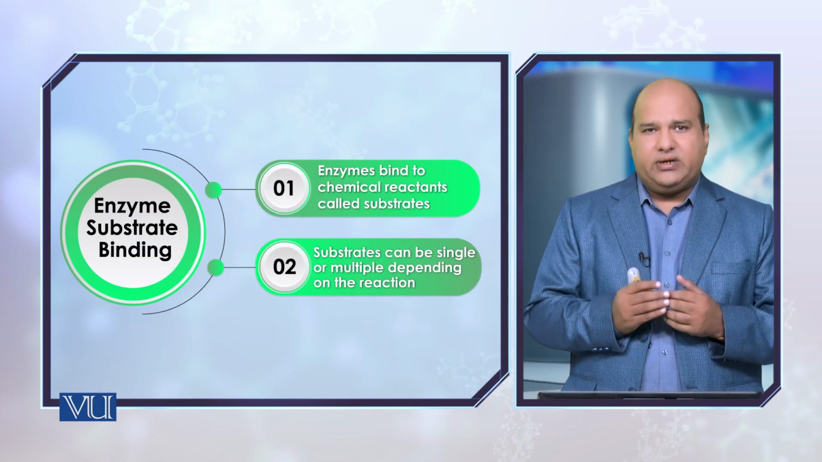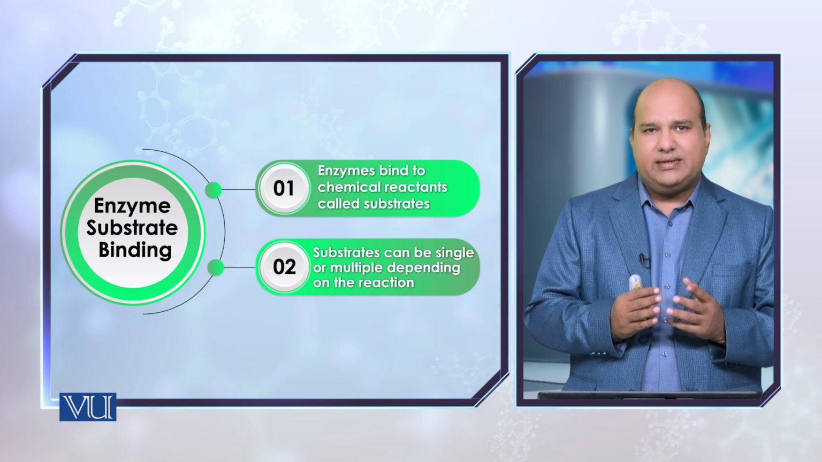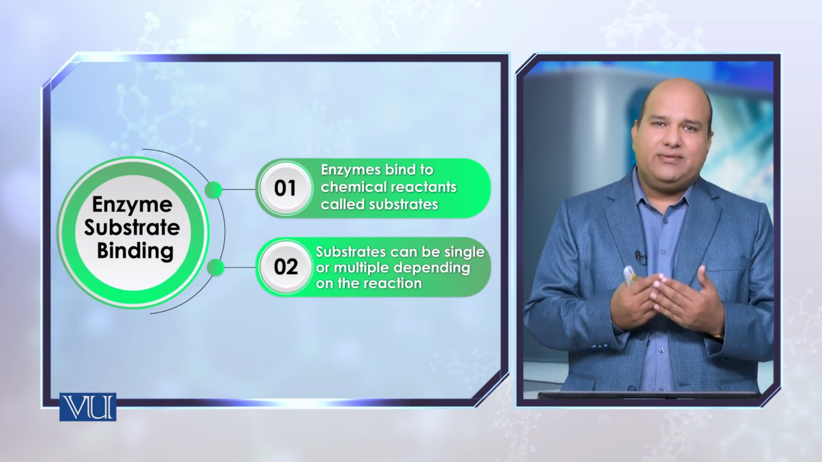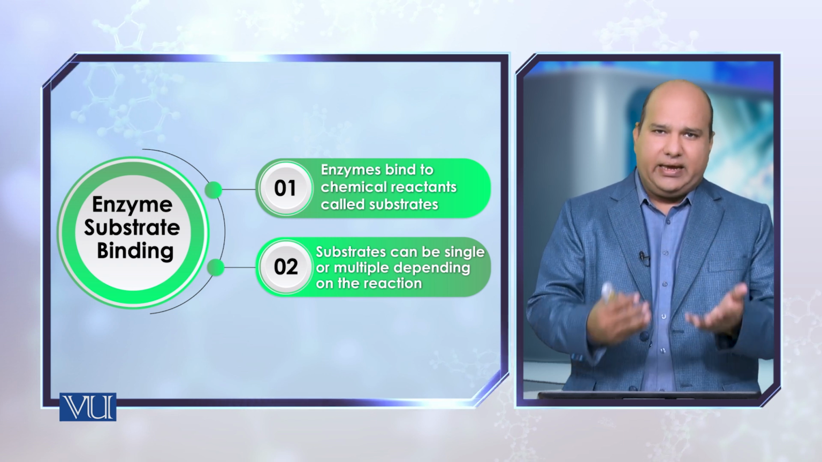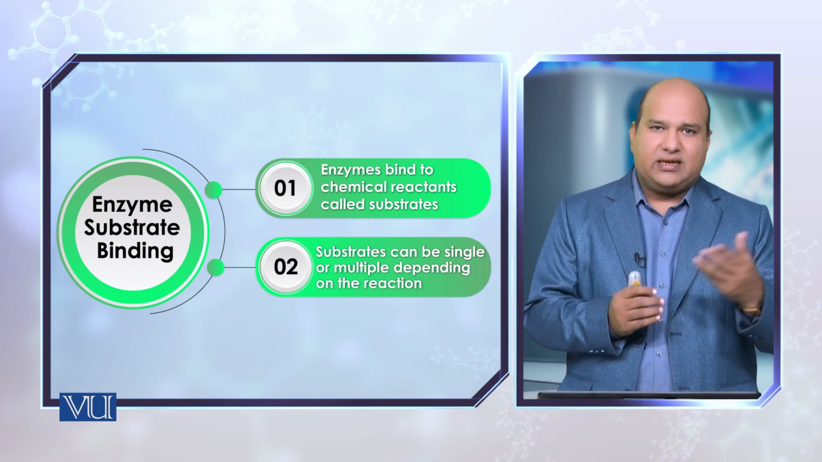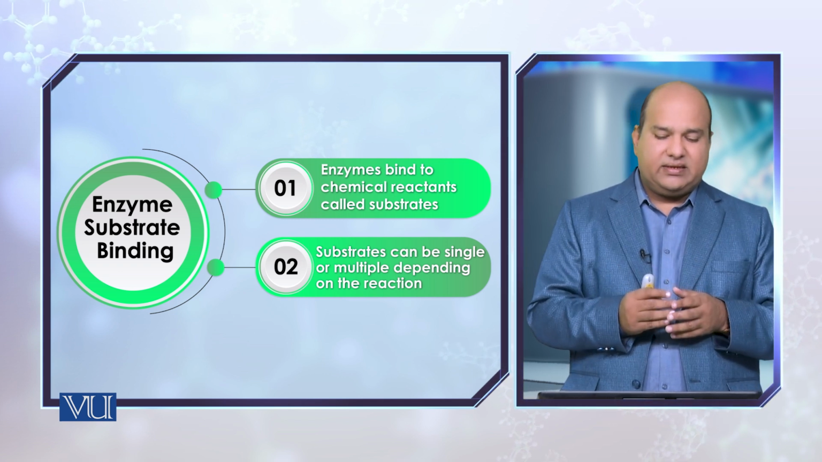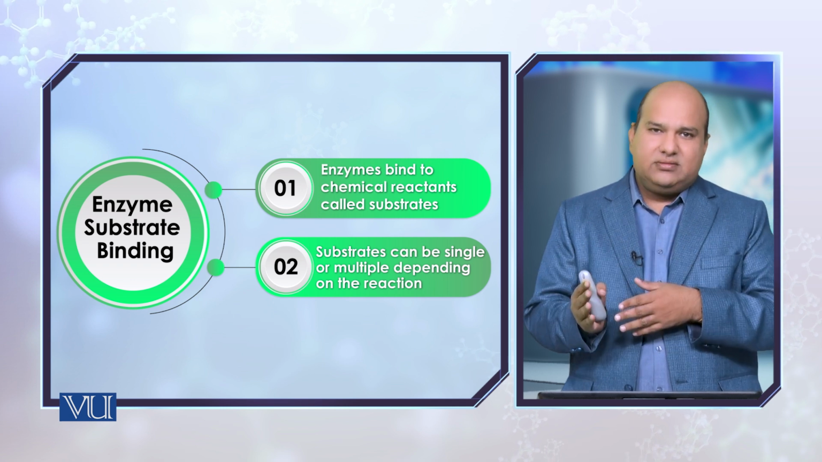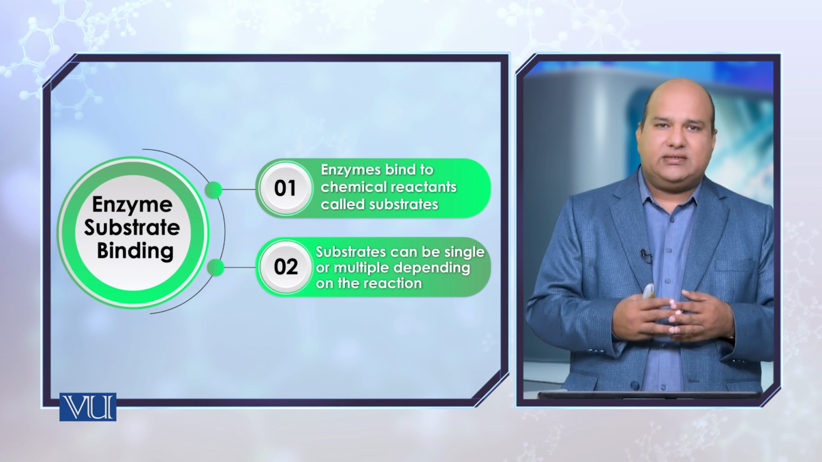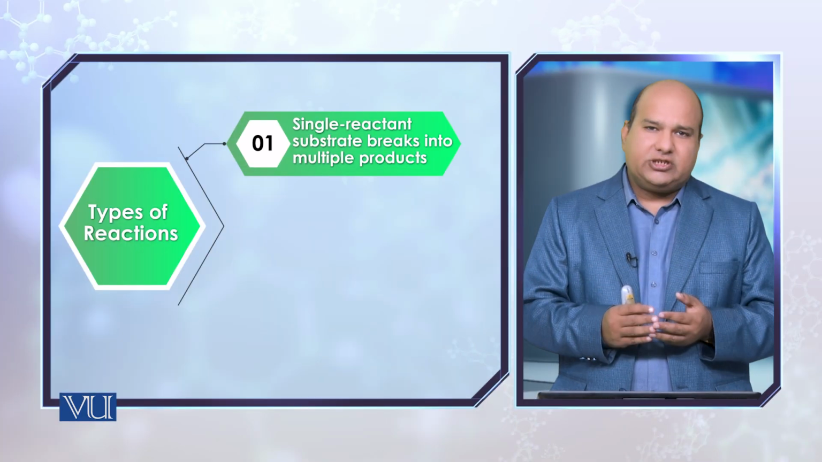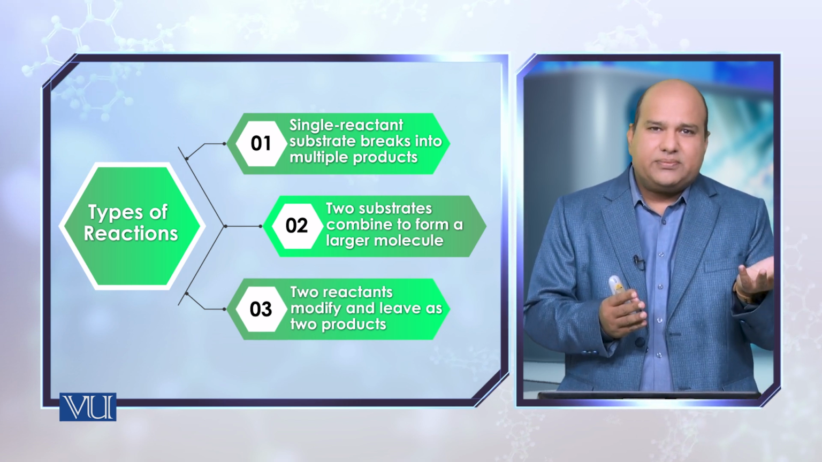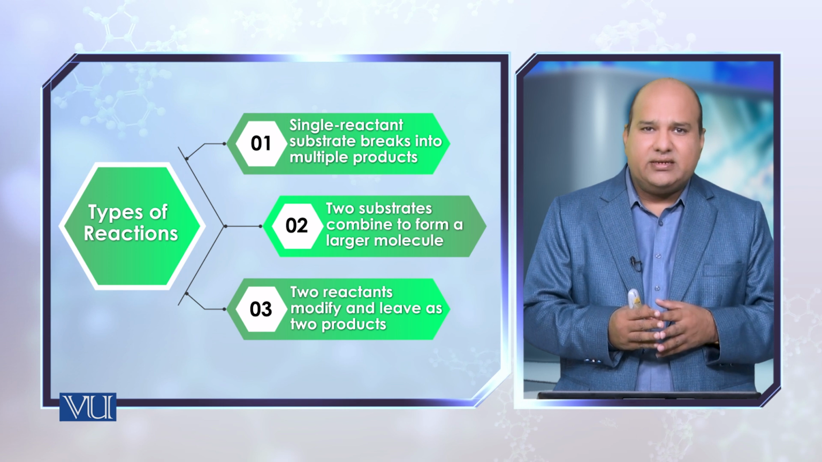One of the most important parts of the functioning of the enzyme is that the enzyme has to bind with the substrate, with the substance which has to undergo a change during the biochemical reaction. So, these substances which bind with the enzymes are called substrates. These substrates can be one substrate or more than one substrate, depending upon the nature or type of the reactions which we are discussing. A biochemical reaction can be simply a single substrate reaction, a single reactant reaction.